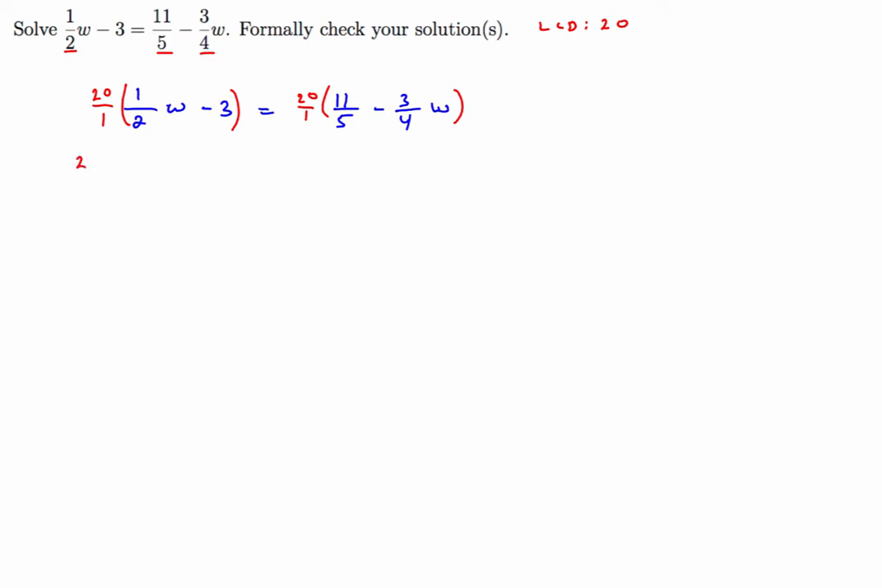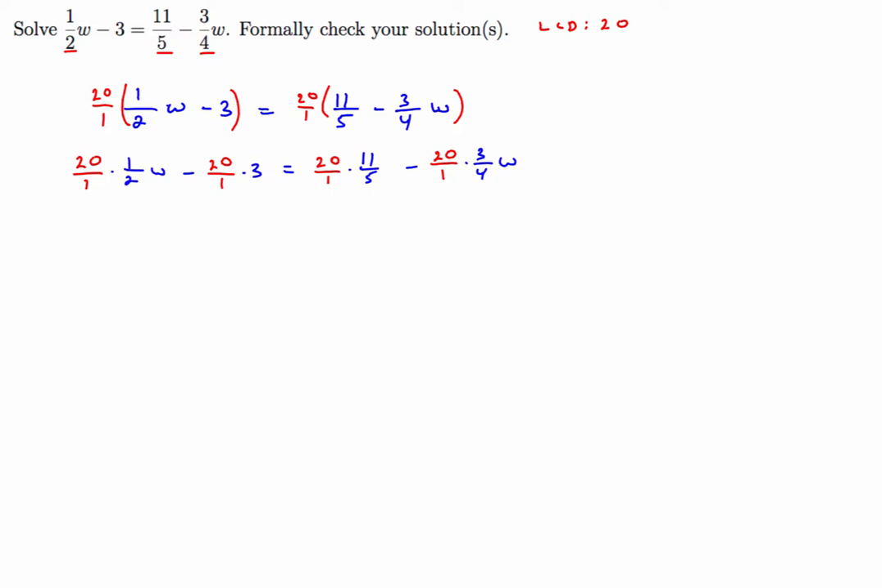Again, it is encouraged that you write out this step: 20 over 1 times 1/2 w minus 20 over 1 times 3 equals 20 over 1 times 11/5 minus 20 over 1 times 3/4 w. Because we will be multiplying each of these terms by 20 over 1 and we'll be canceling each one differently, it is often helpful to write this step out and to not try to do it in your head.